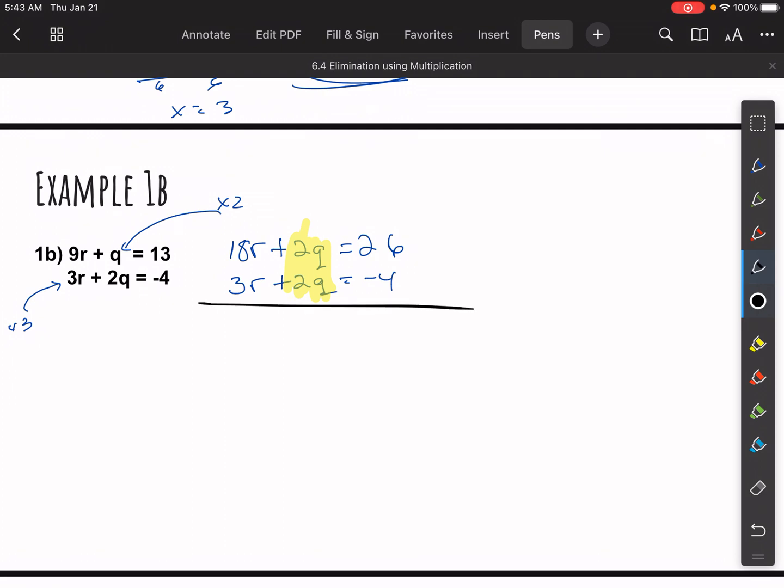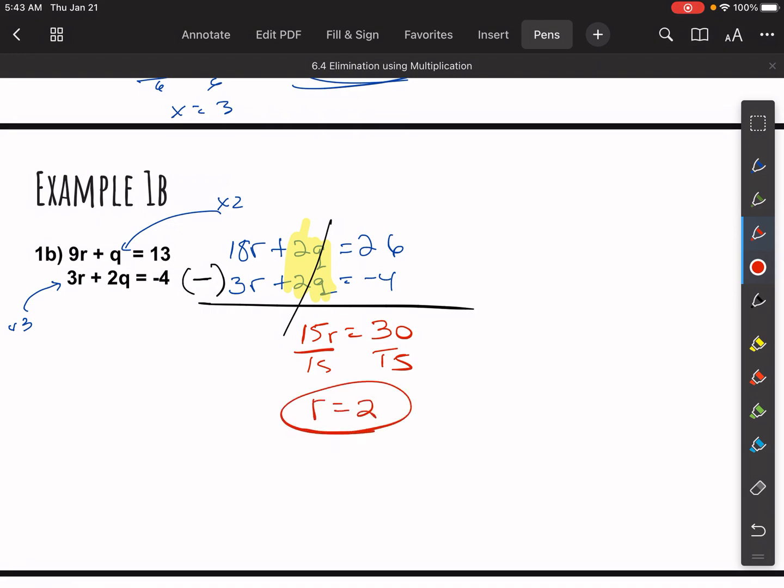Now that they line up, I'm going to subtract. The reason I'm subtracting is because my signs were the same. 2 minus 2 is 0. That goes away. 18r minus 3r gives me 15r. 26 minus -4 gives me 30, because it's 26 plus 4. Divide both sides by 15. R is then equal to 2.